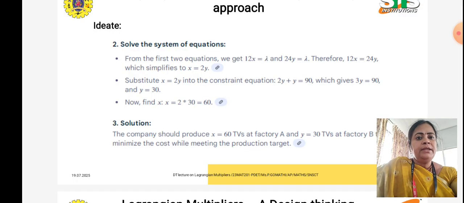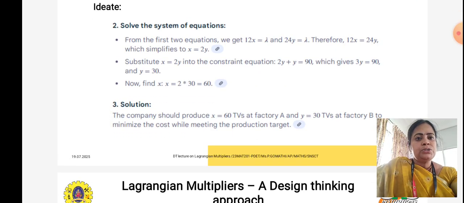Finally, the solution for our problem is the company should produce x equal to 60 TVs at factory A and y equal to 30 TVs at factory B to minimize the cost while meeting the production target.